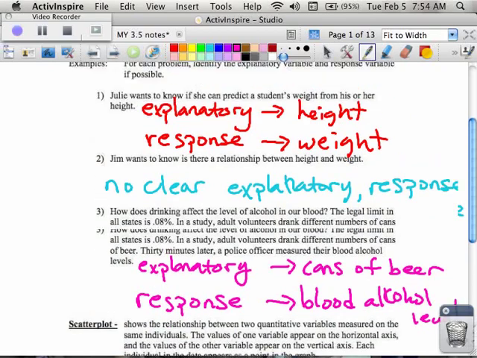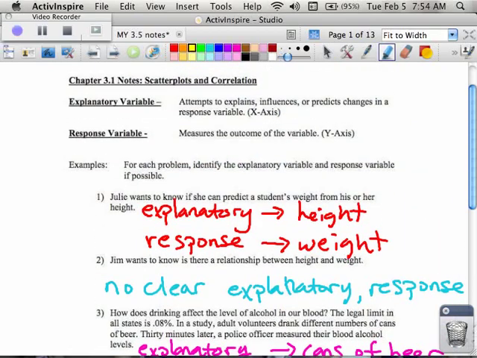So maybe an important highlight way back in the beginning, whenever you're talking about explanatory, you're talking about x, and whenever you're talking about response, you're talking about y. Kind of important.